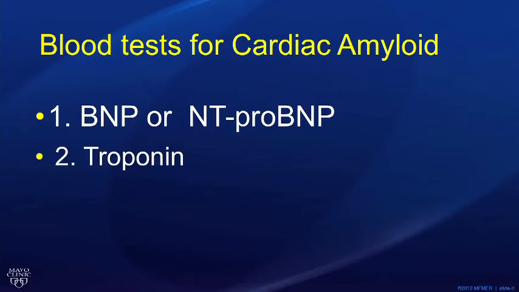Another blood test that is helpful is called troponin, a substance that's released into your bloodstream when your heart is affected by amyloid. But it's usually a test that we use to diagnose heart attack. If you have cardiac amyloid and your troponin is elevated, it's important to know that it's not a sign of heart attack in you. It's just a sign that your heart is under stress due to amyloid infiltration.